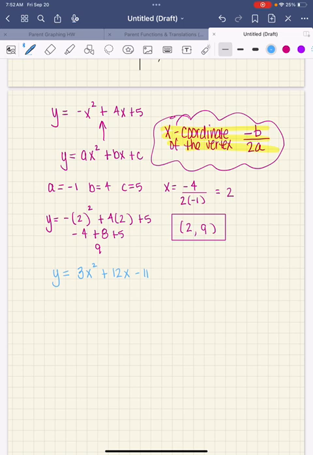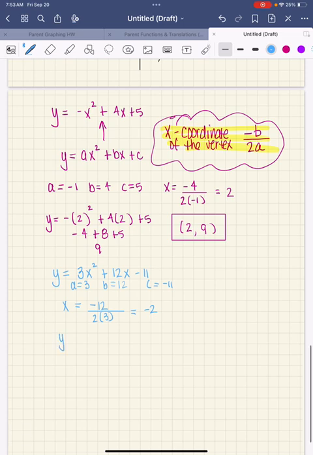Okay, so let's start with the opposite of b over 2a. I'm not completing the square. We're going to do opposite of b over 2a. So a is 3, b is 12, and c is negative 11. So the x-coordinate of the vertex is the opposite of b, which in this case is negative 12, over 2a, which is 3, which is negative 2.